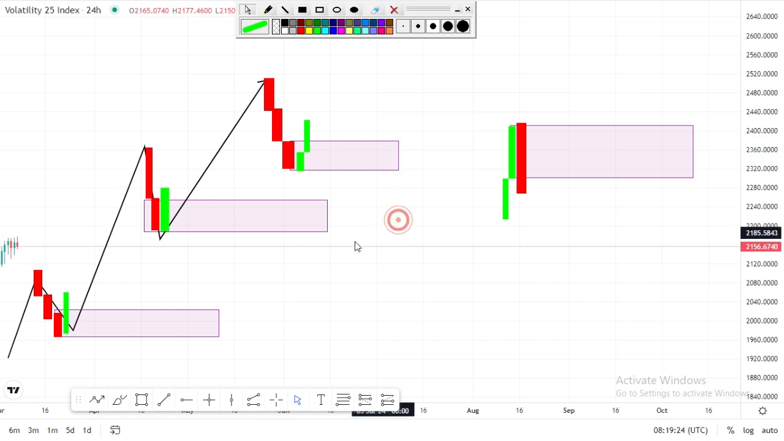So can you see how we easily mark out our order block? This is the first bullish order block, second bullish order block, third bullish order block. All right, are we good? So this is exactly how to mark our order block.